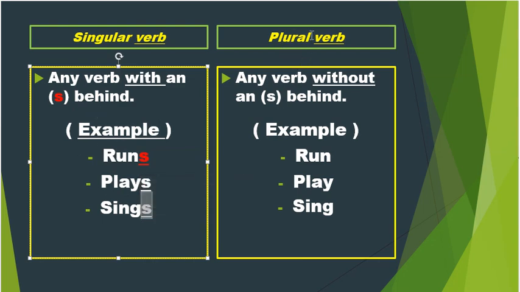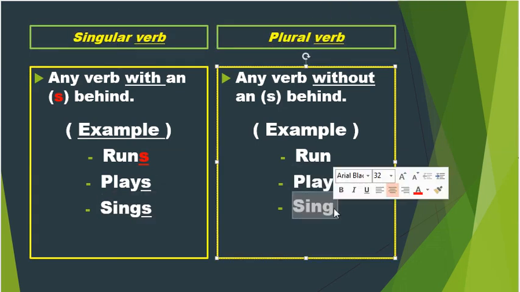So plural verb: any verb, any action word, without an s at the last part, behind. For example, run. If you see here, the singular verb is runs, the plural verb is run. The singular verb is plays; for the plural verb, we have play. The singular verb is sings, and for the plural verb we have sing. So that is the difference.